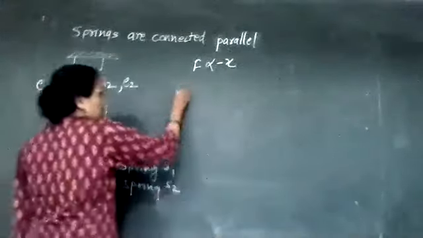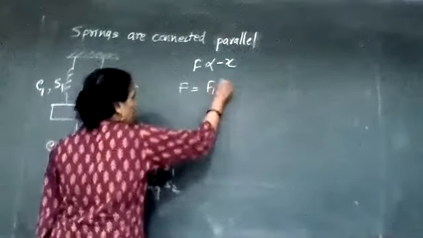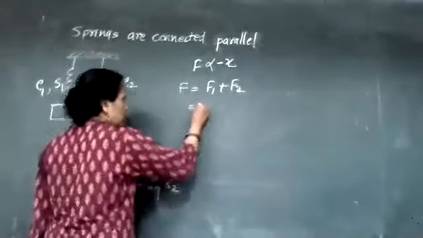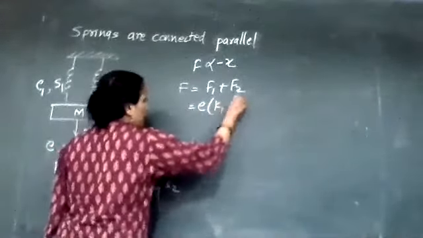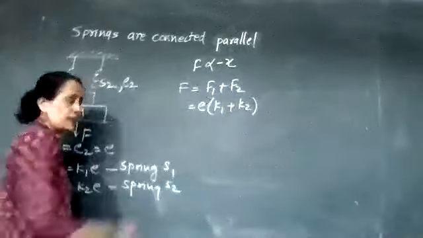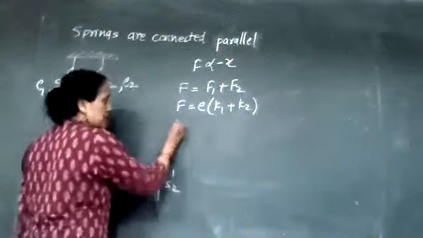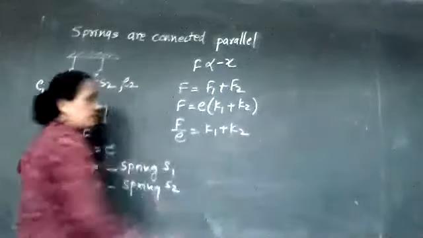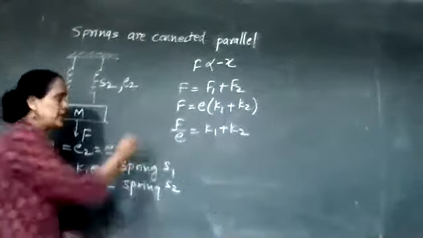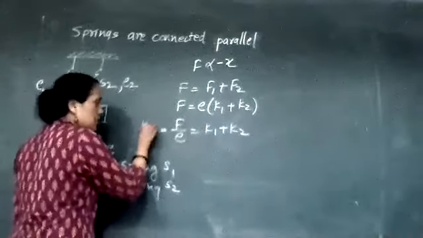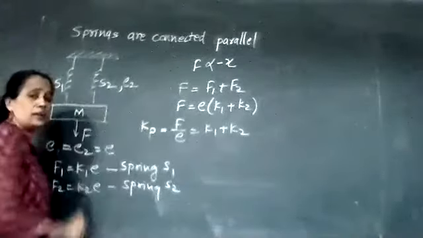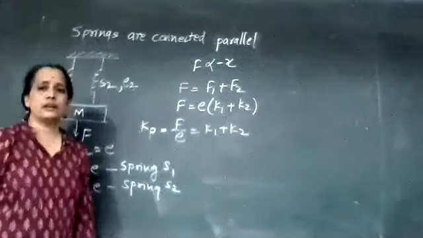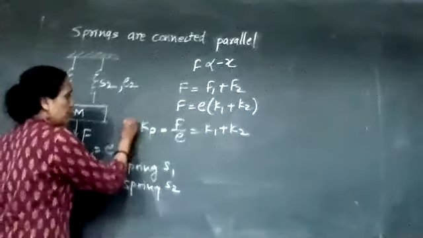Now I can say that total force F is equal to F1 plus F2 for the two springs. So it is equal to E as a common factor, I am getting K1 plus K2, this is nothing but F. So F upon E is equal to K1 plus K2, and F upon E is nothing but the spring constant of the equivalent combination, the parallel combination. So the spring constant of the parallel combination is equal to K1 plus K2 when two springs are in parallel combination.